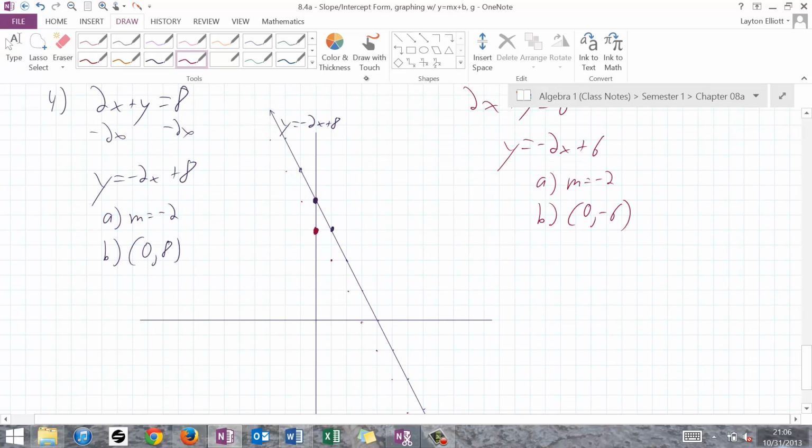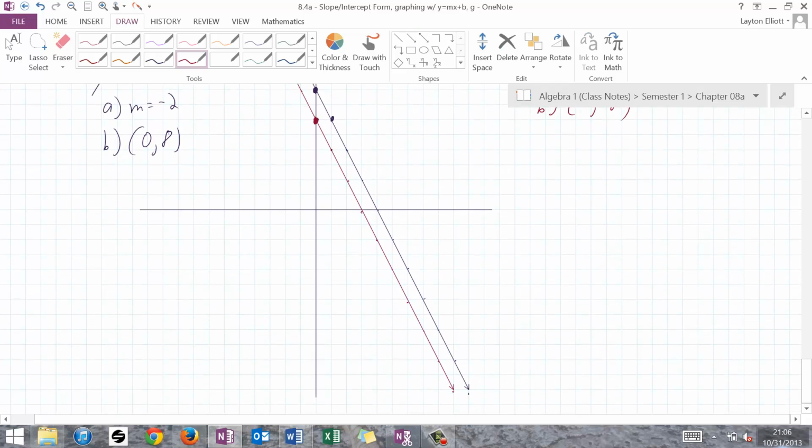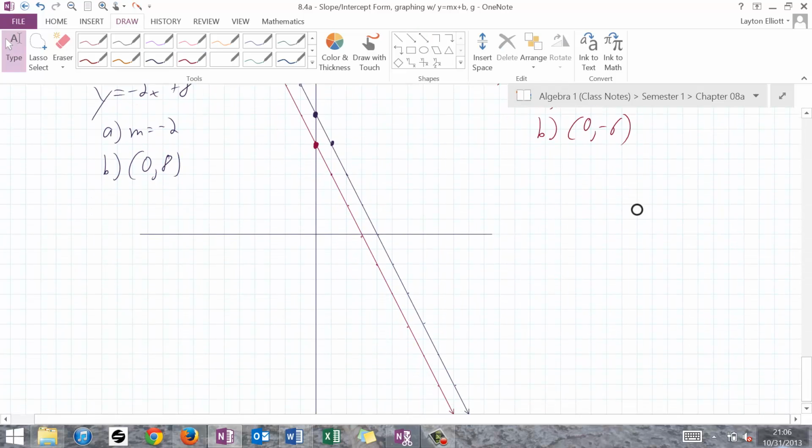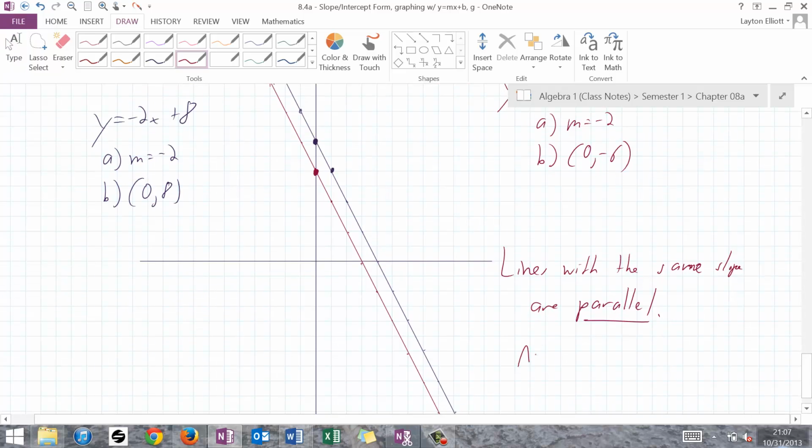You can notice it's really close to the other line, but it's not quite the same. And if I put a line right here, you can see that these two lines will never cross. They have the same slope. There's a mathematical word for this: lines with the same slope are parallel. They never cross.